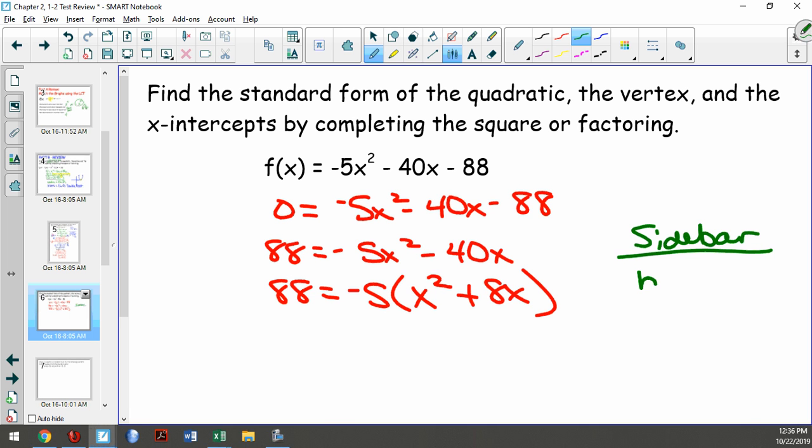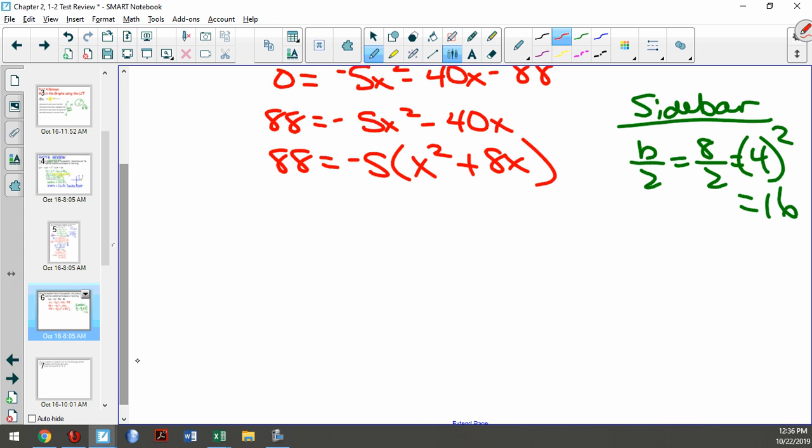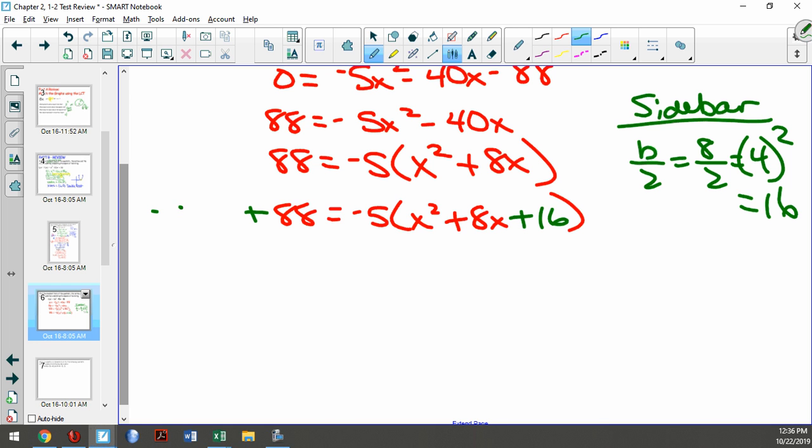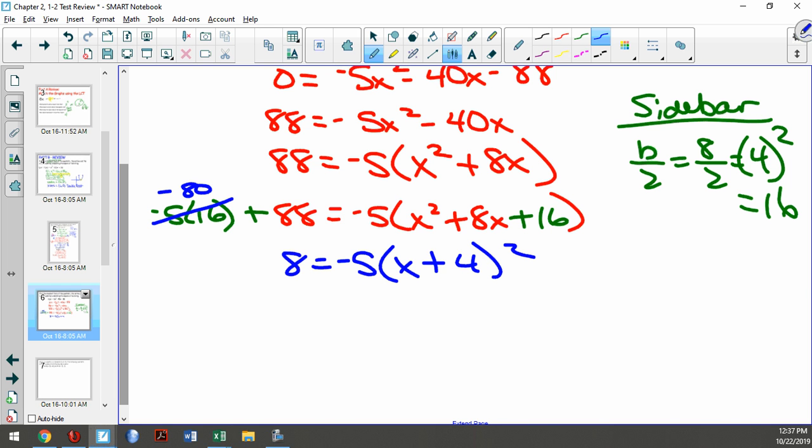So that's b divided by 2. That's 8 divided by 2, which is a 4. Squared is a 16. So where do I add that 16 at? 88 equals -5 times (x squared plus 8x plus 16), which means what I'm adding is going to be -5 times 16. What do I know -5 times 16 to be? -80 plus 88 gives me an 8. -5 times (x plus 4) squared.